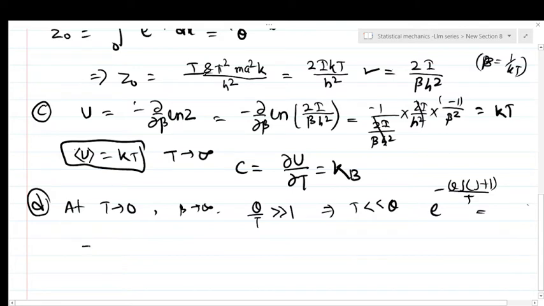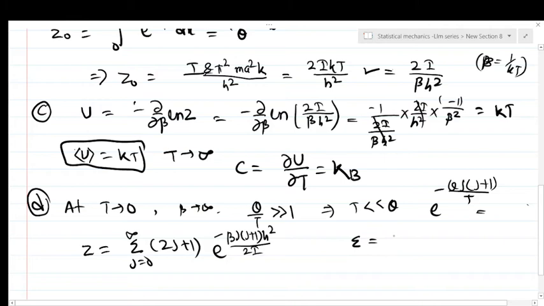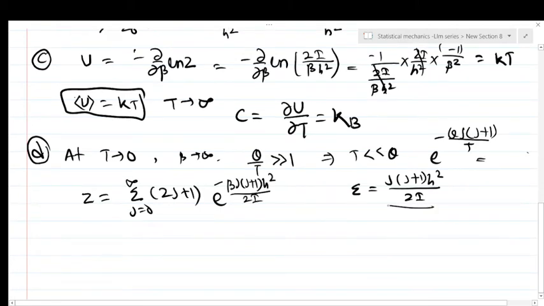So the partition function will be the sum over j equal to 0 to infinity of (2j plus 1) e to the power minus beta j(j plus 1) h cut square by 2I. Here I am taking the energy as j(j plus 1) h cut square by 2I. I am writing h cut as h by 2 pi.